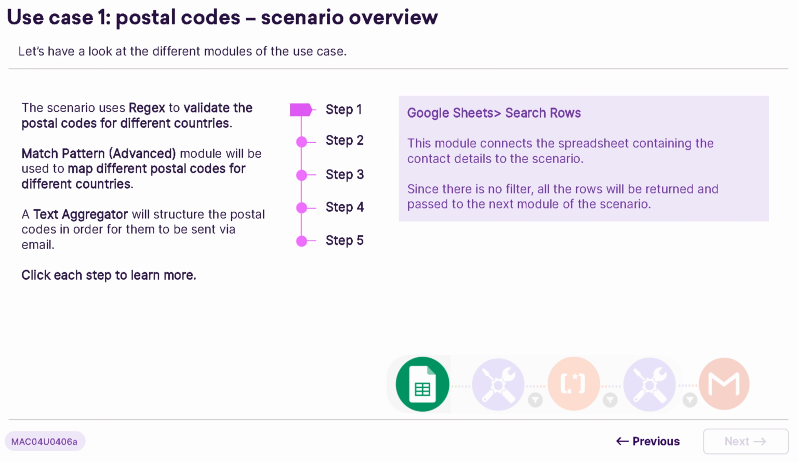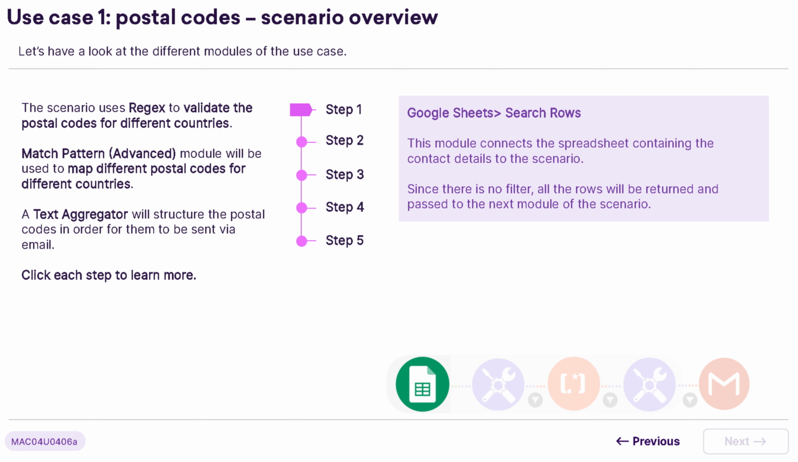In this scenario, we explore how to validate postal codes from different countries using regular expressions, or regex. This powerful tool allows us to ensure that the postal codes entered are correctly formatted according to specific regional patterns. We begin by utilizing the Match Pattern Advanced module, which efficiently maps the unique postal code formats for each country.